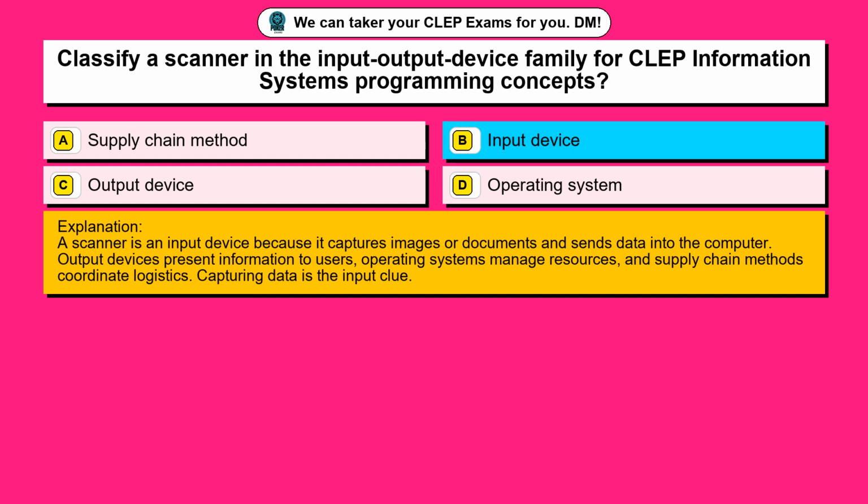A scanner is an input device because it captures images or documents and sends data into the computer. Output devices present information to users, operating systems manage resources, and supply chain methods coordinate logistics. Capturing data is the input clue.